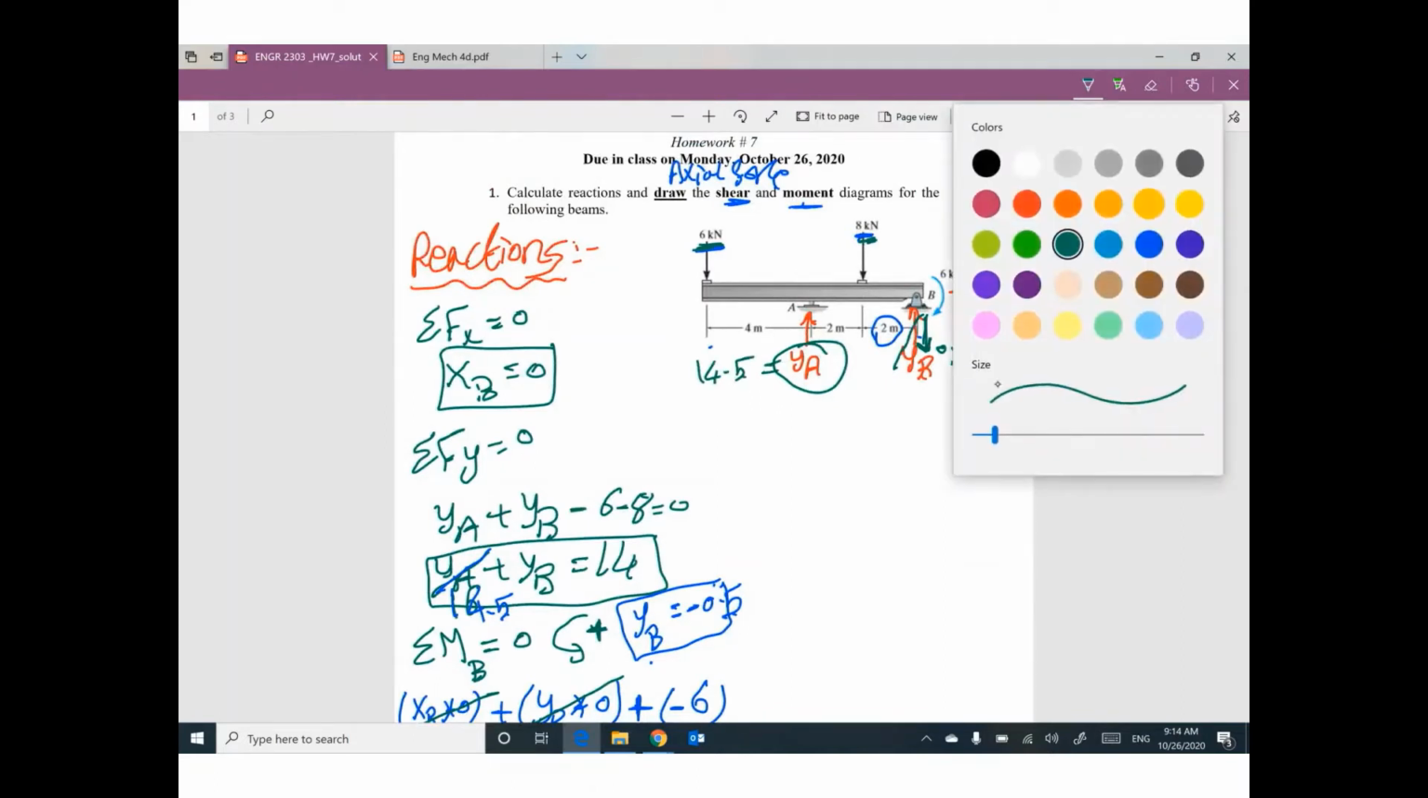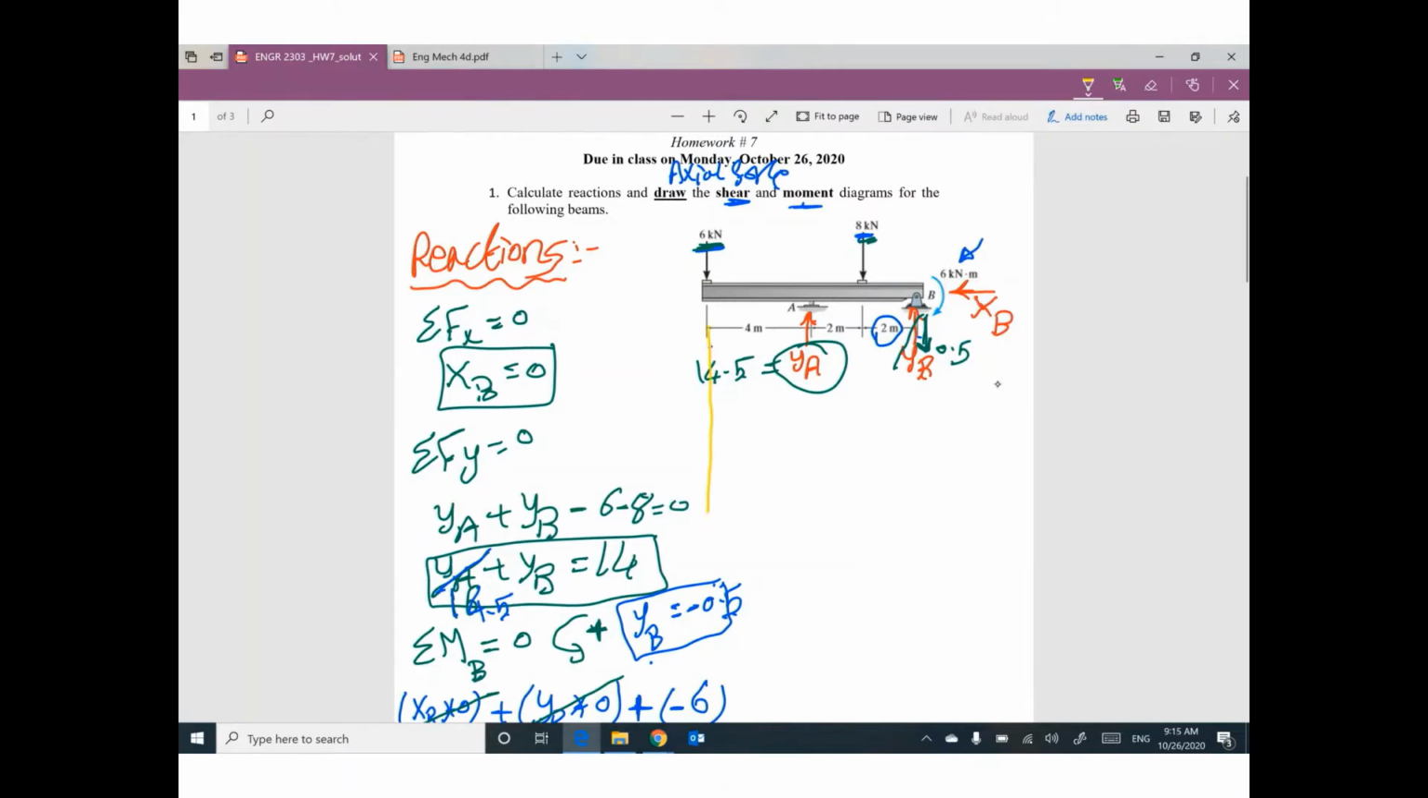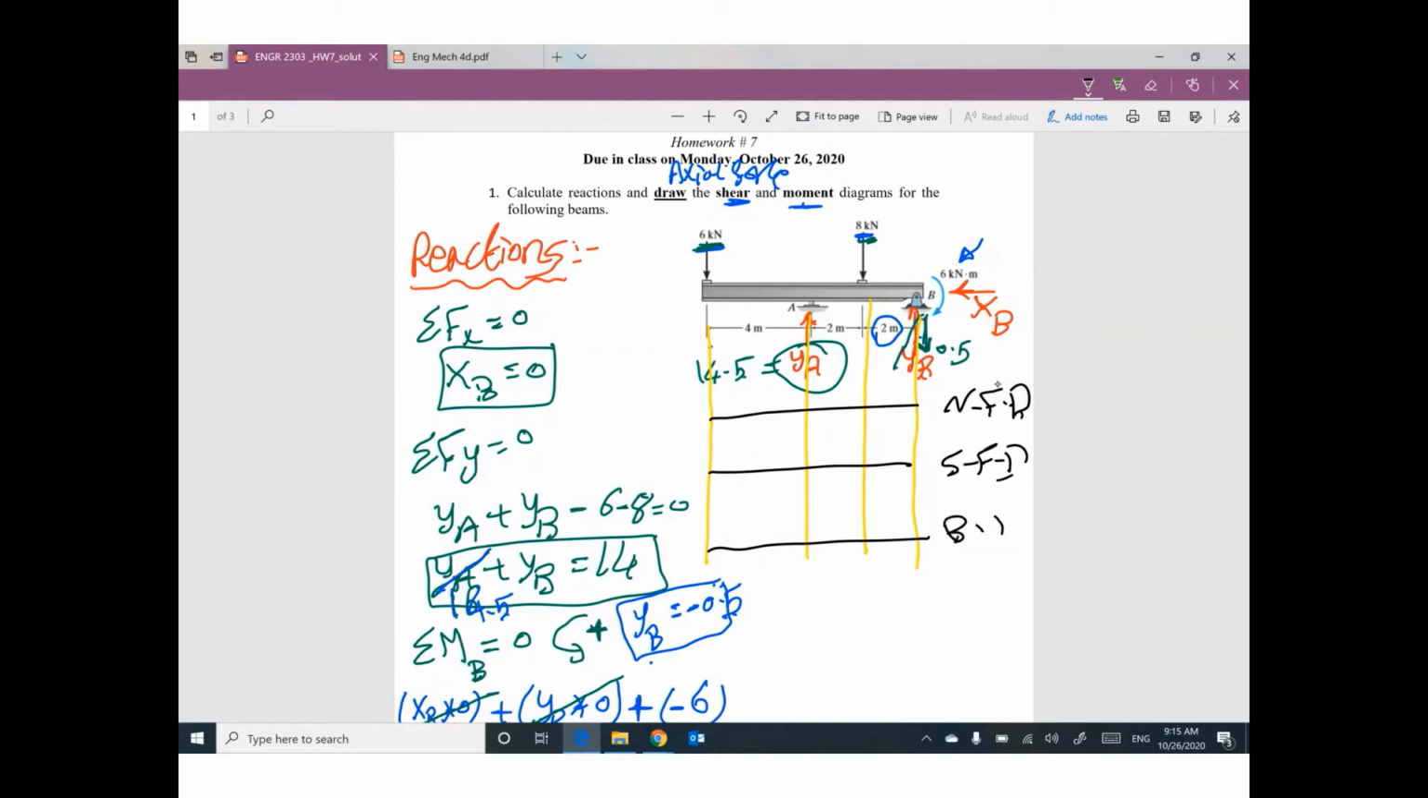Vertical lines. Three copies from the beam: normal force diagram, shear force diagram, bending moment diagram. For normal, it's a piece of cake. You need to ask yourself one question. I'm gonna start from left. Here is the left support. Here is the left side.